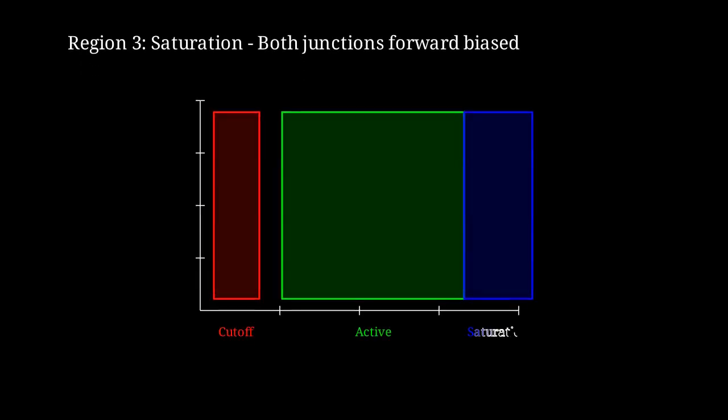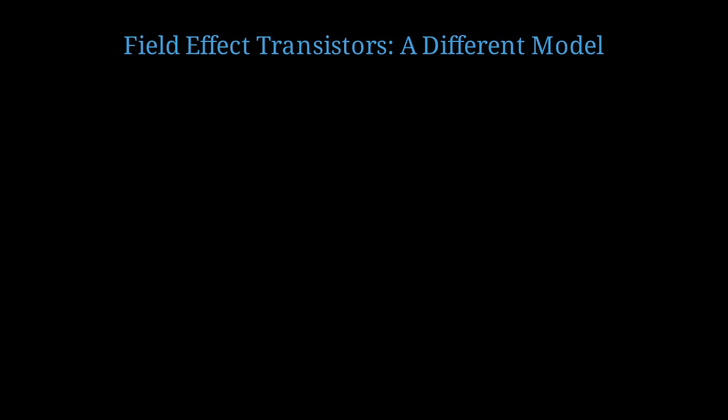Here are the 3 regions on the characteristic curve. Understanding these regions was crucial for designing circuits that could reliably amplify signals. Now let's talk about field effect transistors, or FETs. These work on a different principle than BJTs, and they need a different mathematical model.